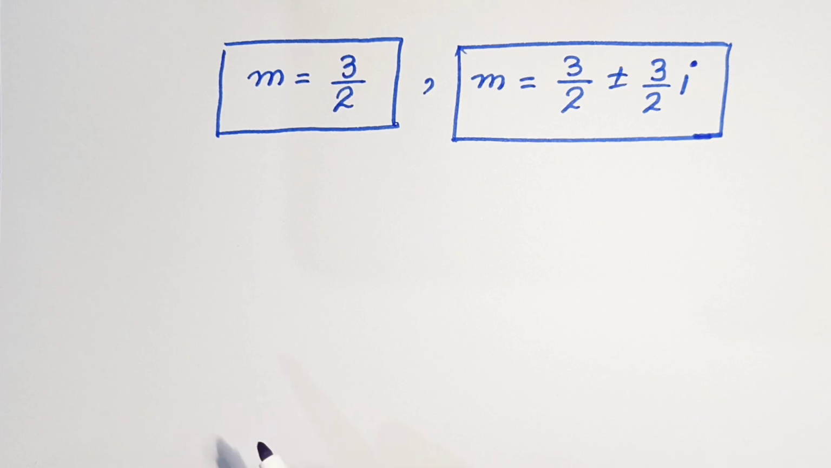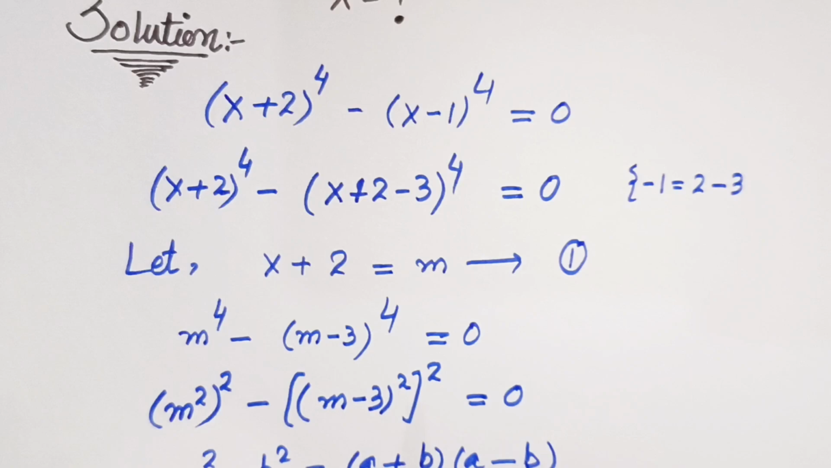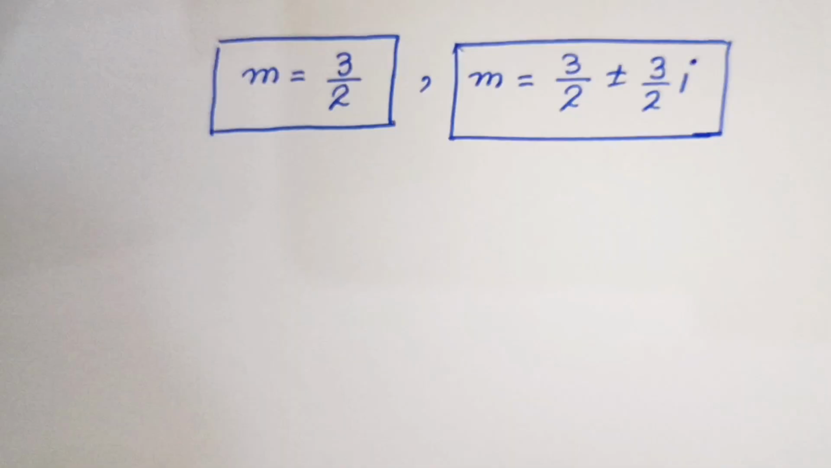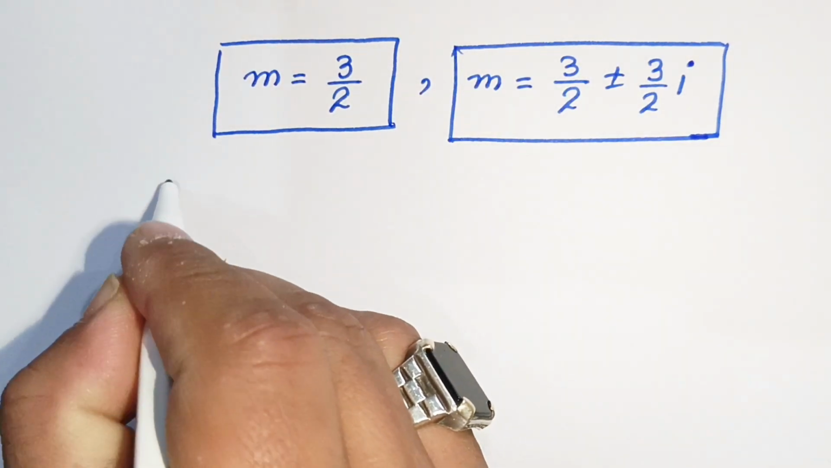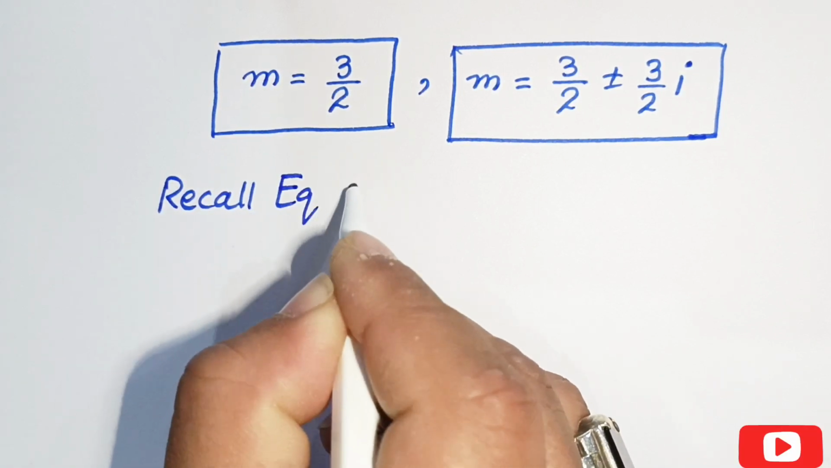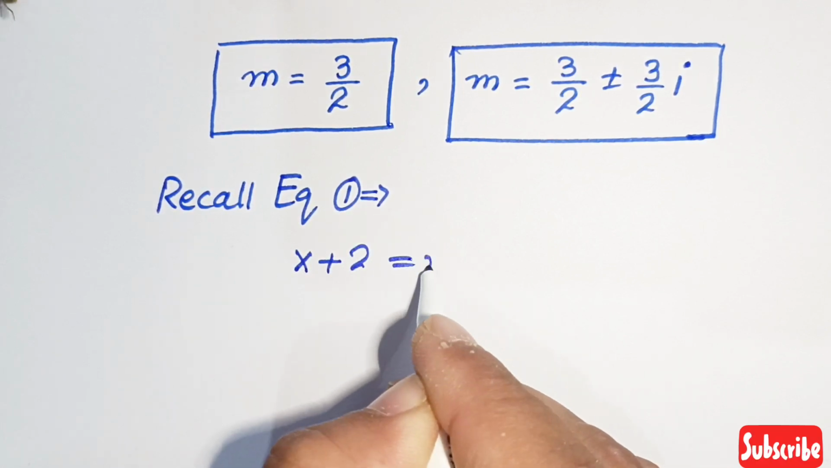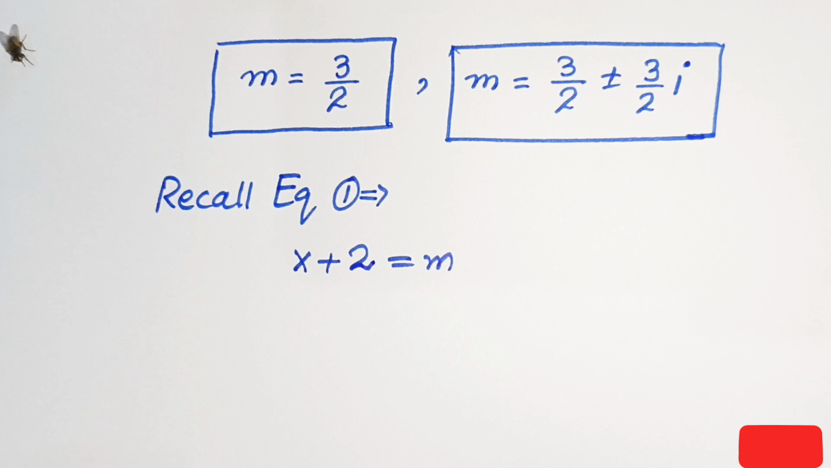Now we are going to find the value of x. For this purpose we have to recall our equation number 1, which is x plus 2 is equal to m. X plus 2 is equal to m.